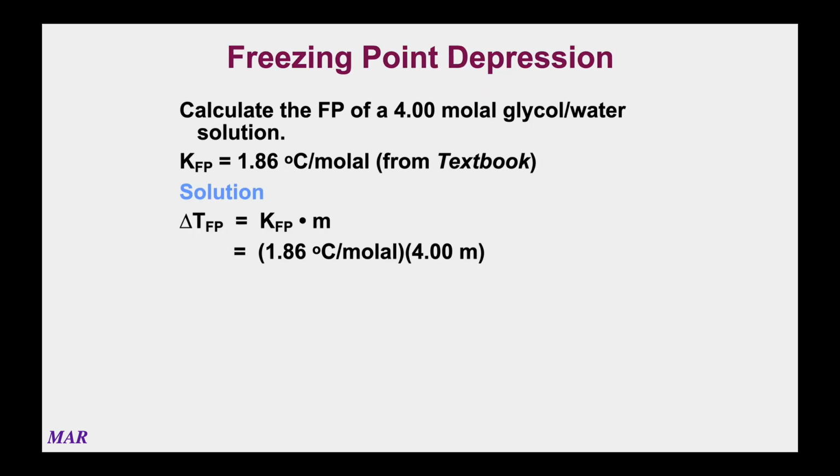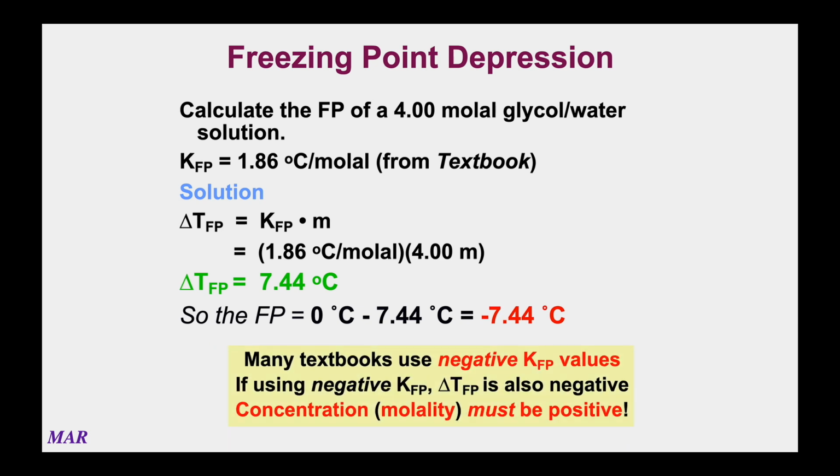So let's calculate the freezing point of that 4.00 molal ethylene glycol water solution that we talked about earlier. And again, the K_fp, the freezing point constant here for water, is 1.86. So just like before, we're going to calculate delta T first. Delta T equals K times m. So 1.86 times 4.00, the molality, comes out to be 7.44. Now, normally water freezes at 0, that means that the solution is going to freeze at 7.44 degrees less than that, or -7.44. So that's how you calculate the freezing points.